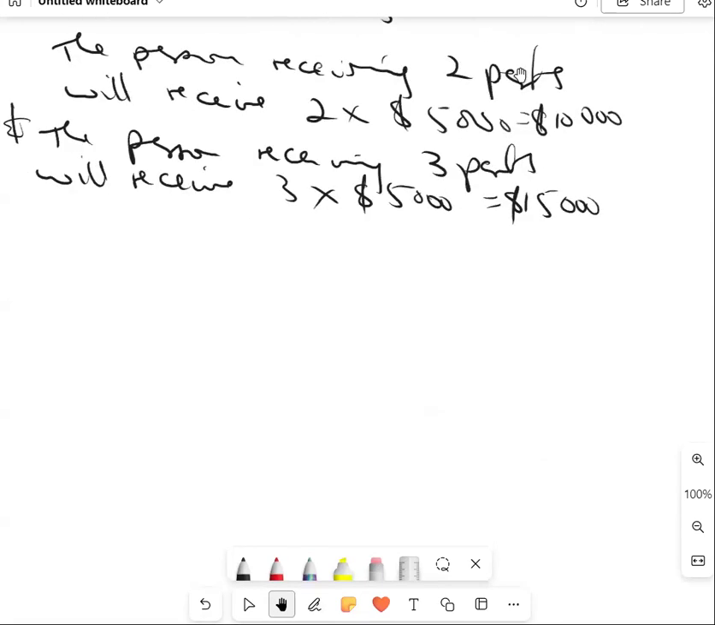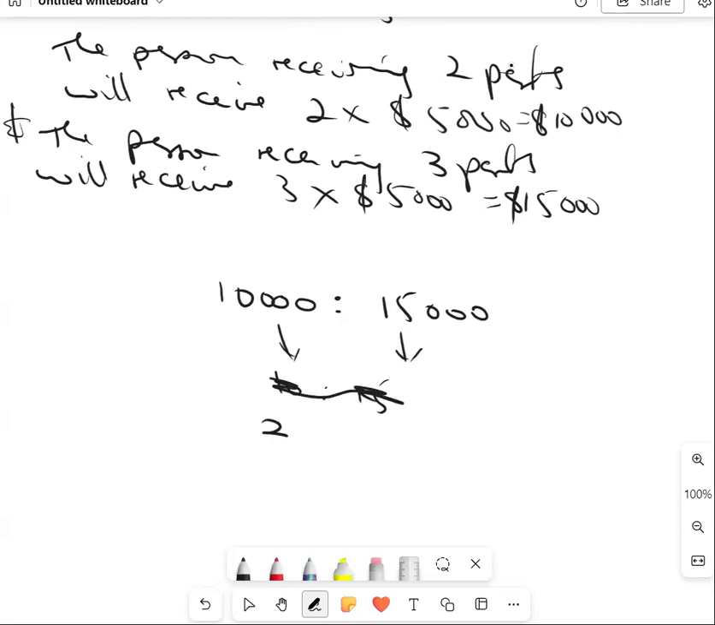What are these numbers? If you were to take 10,000 and 15,000, and you were to break them down into smaller parts, divide everything by 5,000, you get 2. And you divide this by 5,000, you get 3, right? So, yes, the money is shared in the ratio 2 to 3.